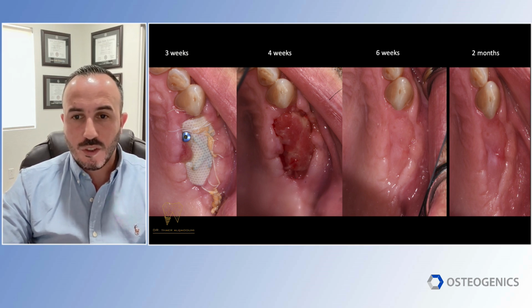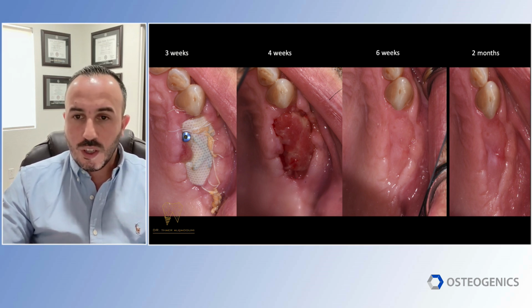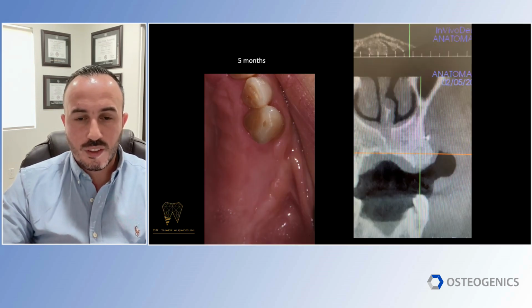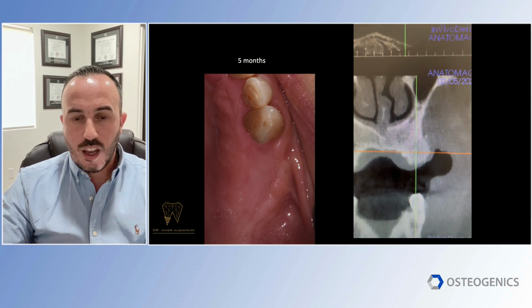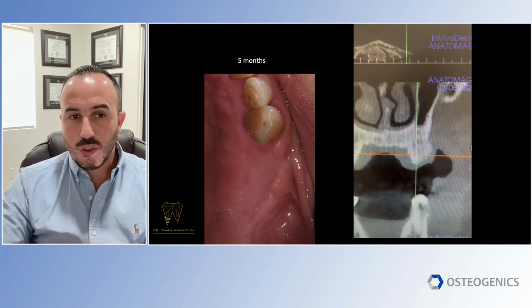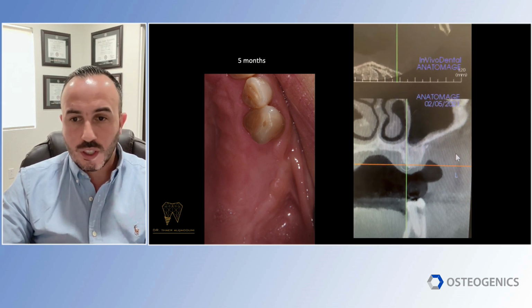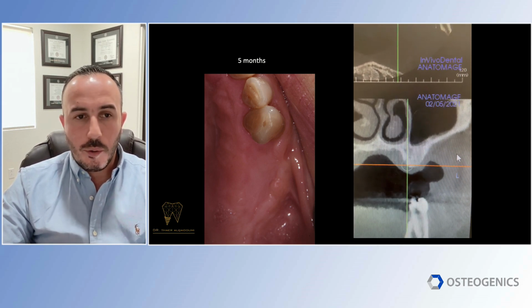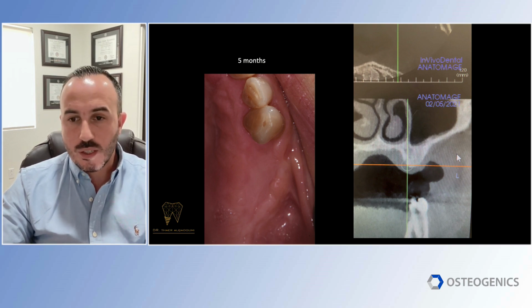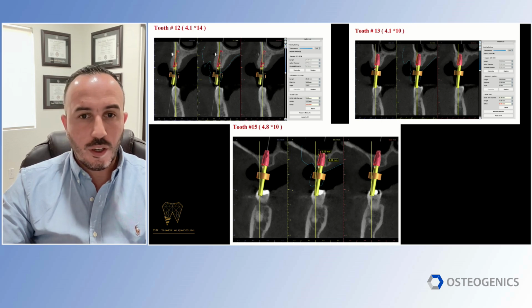Nice, dense connective tissue underneath it. So following up at 6 weeks, 2 months, just to show you the maturation process, in 5 months we have good soft tissue, because sometimes when exposure happens, we get more keratinized tissue. But it's even better if the membrane allows not to have problems or infections. And the dense PTFE is really, really good at that in comparison to others.